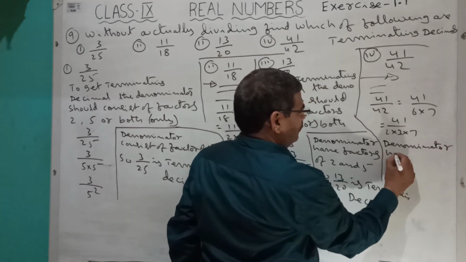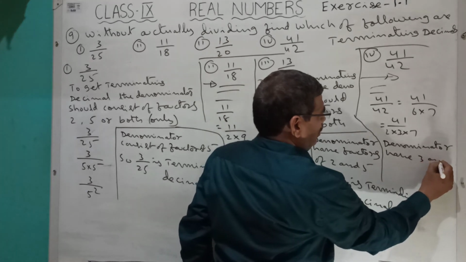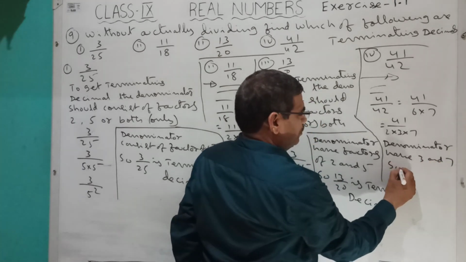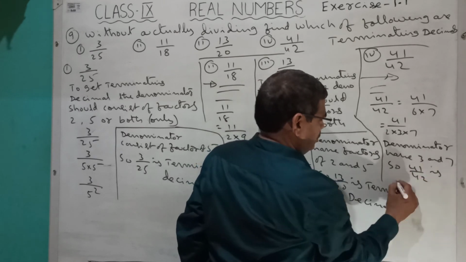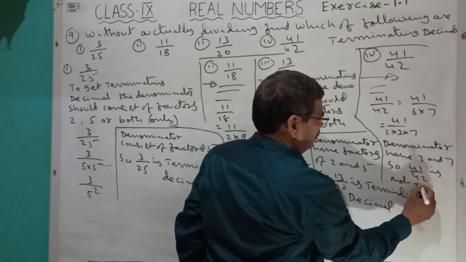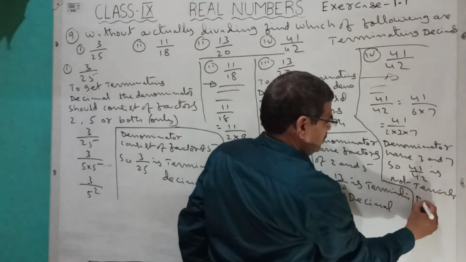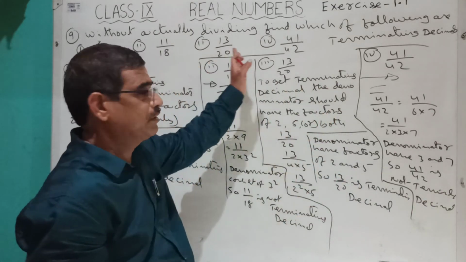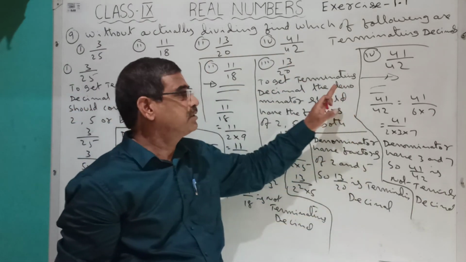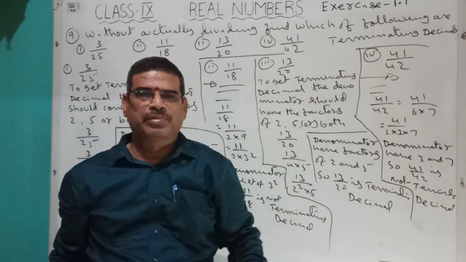The denominator has 3 and 7. So 41 by 42 is not a terminating decimal. Okay, I think you have to understand these sums. In these, converting decimal to fraction is important.